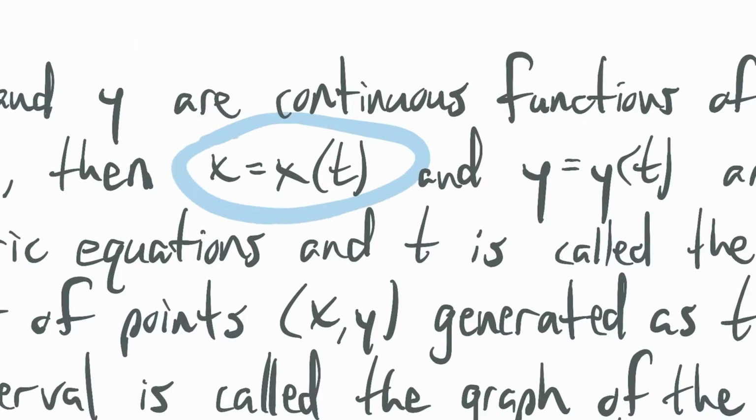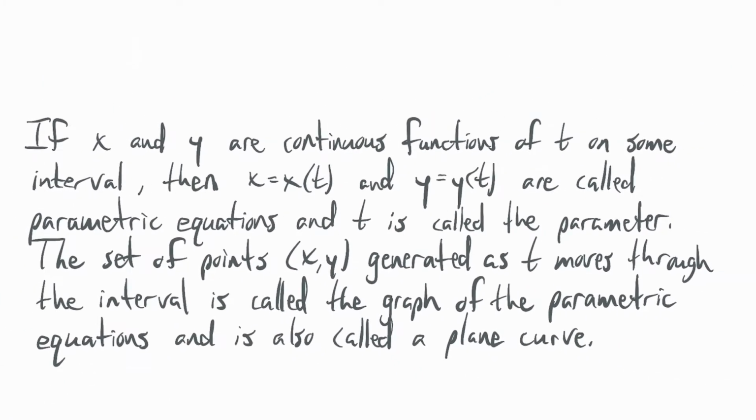And then this is just the same thing. x equals x of t. The x variable, the x coordinate, is some function of t, and that function has the name x. Okay. And as I said, t is called the parameter. It's no longer necessarily called the variable because we have lots of variables now. It is the independent variable. x and y depend on what t is, but in this case, t is called the parameter. The set of points x and y that are generated as t moves through the interval is called the graph of the parametric equation, and this is also sometimes called the plane curve.